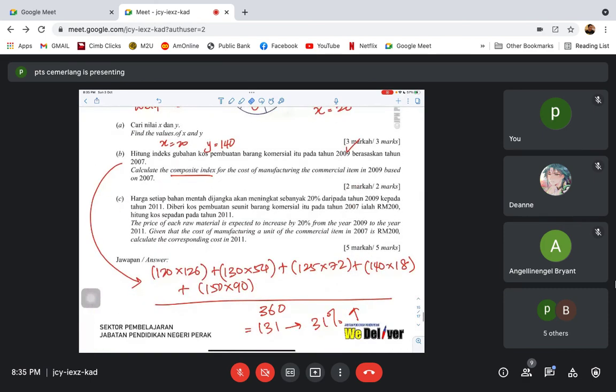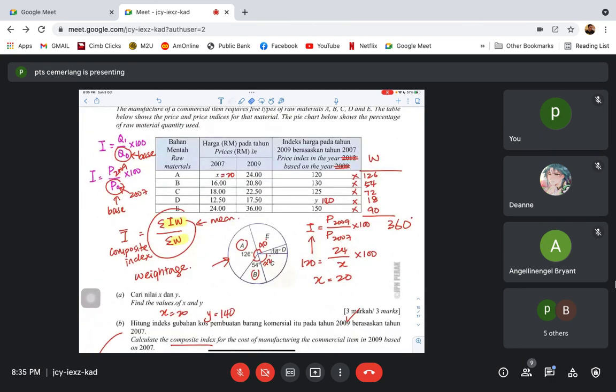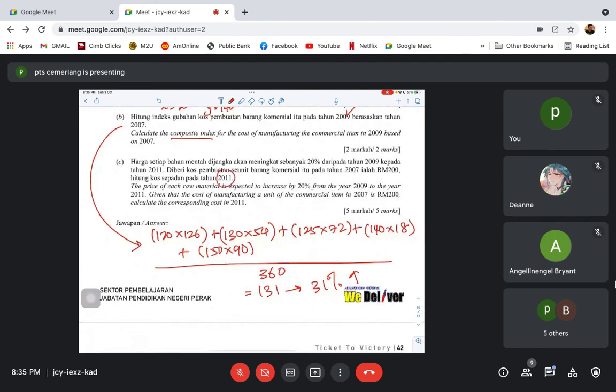Okay, the most challenging part in this index number is C. Soalan C ya. Biasanya kalau jumpa soalan macam ni, this one is the most challenging part, okay? Because question C, you akan nampak ada satu tahun yang tak ada dalam soalan. Okay, so when you see there are 3 years, nampak tak? Soalan asal cuma ada 2007, cuma ada 2009 saja. Tapi soalan C ada keluar 2011.